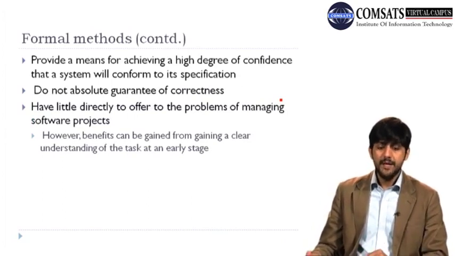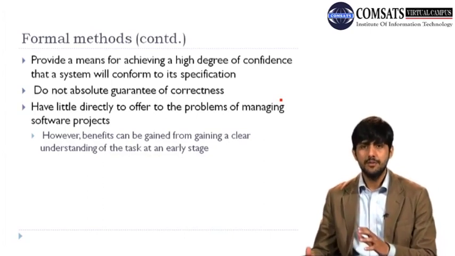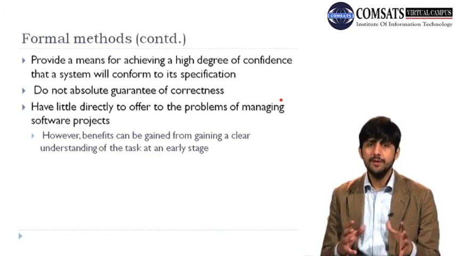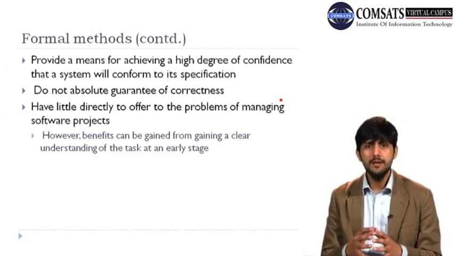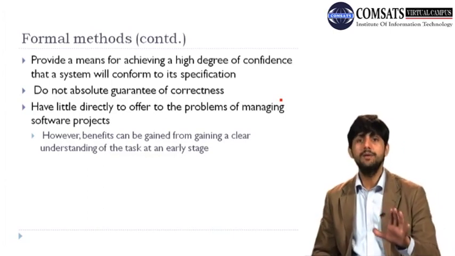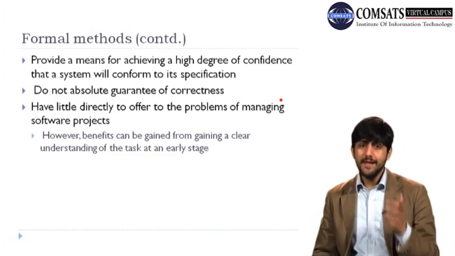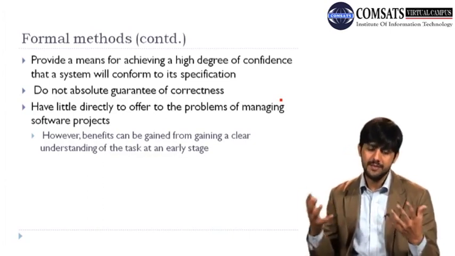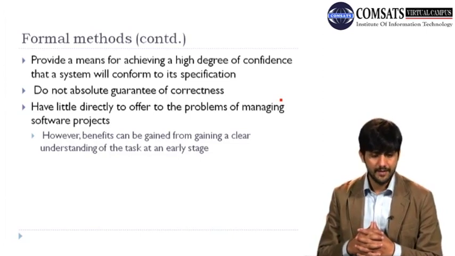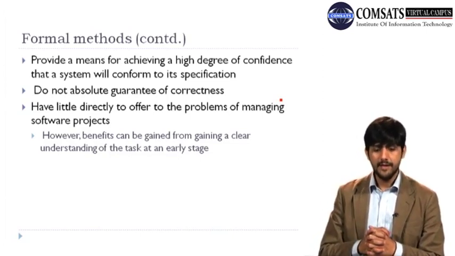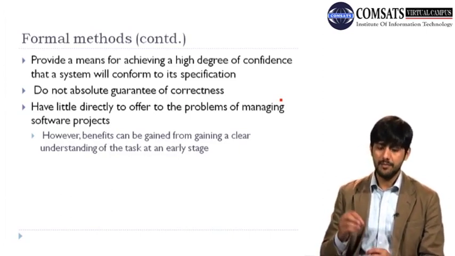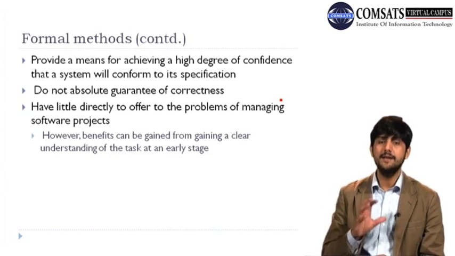So these formal methods provide a means for achieving a high degree of confidence that a system will conform to its specification. This is the only method that ensures that whatever you have written, there is no ambiguity in it. But again, there is no absolute guarantee of correctness. Formal methods have little directly to offer to the problems of managing software projects. However, benefits can be gained from gaining a clear understanding of the task at an early stage.